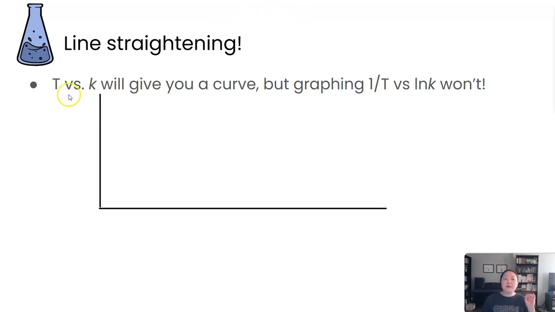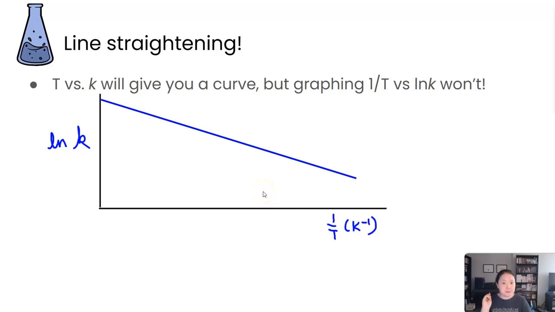And so while temperature versus the rate constant is going to give you a curve, if you actually graph 1 over temperature and ln k, that gives you a straight line. And the straight line is going to look something like this. Now the nice thing about a straight line is that it is very easy to get an equation for a straight line. You basically do your whole y equals mx plus b thing.